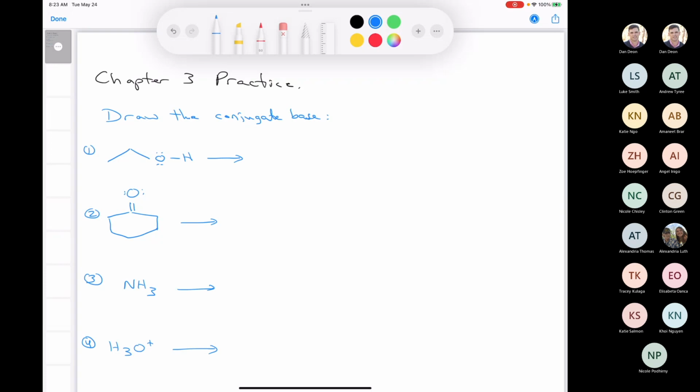Could anybody either type in the chat or unmute their mic and describe to me what the procedure would be to go about drawing a conjugate base? How will the structure be modified when we're drawing a conjugate base? That would mean we're treating everything here as an acid. Tracy says you're going to lose a proton. That's absolutely correct.